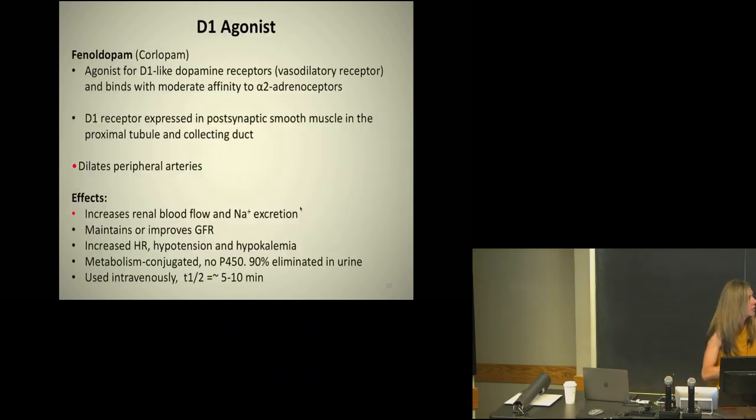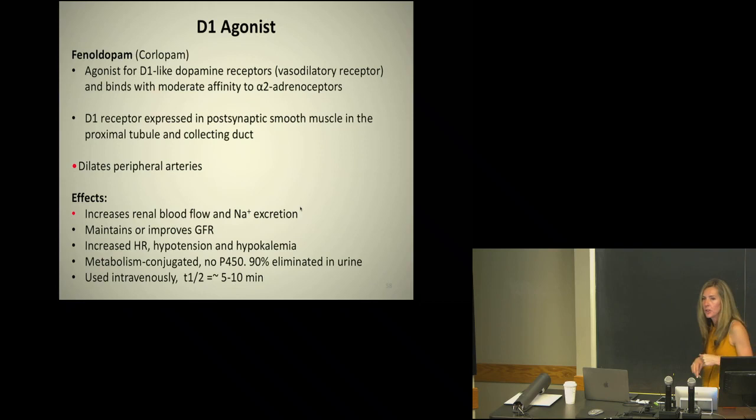And it's a very nice drug in many ways because it increases renal blood flow and sodium excretion, which is different from the other drugs that I've talked about. It maintains and improves glomerular filtration rate. It can increase heart rate, and it is not metabolized. It's 90% eliminated in the urine.